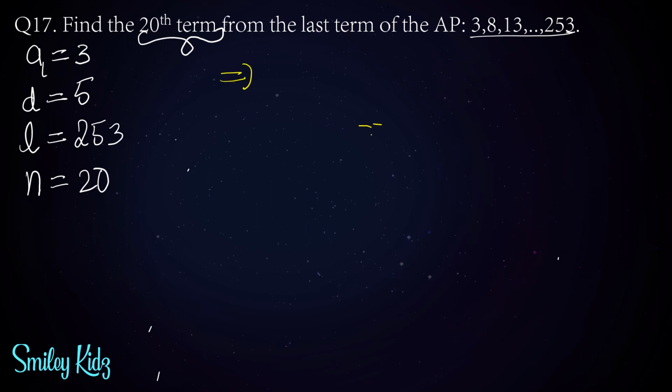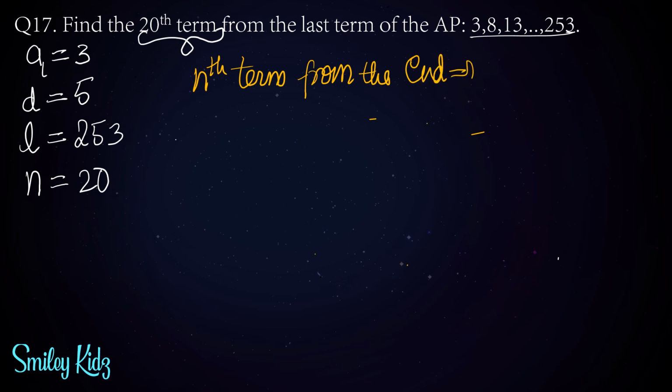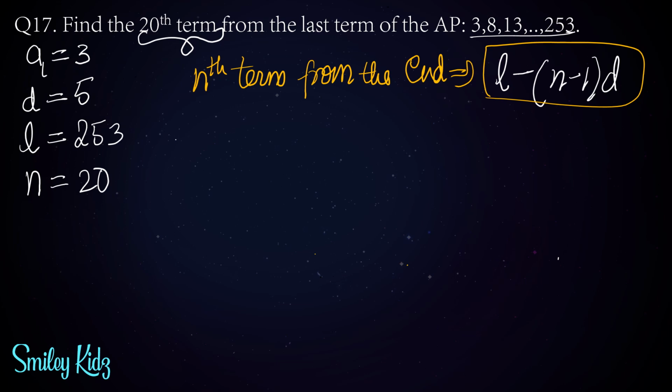ever asked to find the nth term from the end, then you can definitely use this formula, which is L minus (N minus 1) into D. Here L means the last term, N means the term which you're finding, and D is the common difference, which is known to us. This is the only formula where you can find any nth term from the end of the AP. So, now here we are asked to find the 20th term from the end of the AP. That means from the last term of the AP.